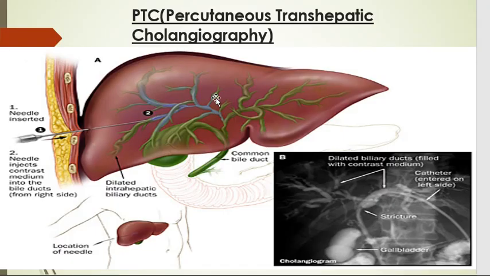And we will also do what? Percutaneous transhepatic cholangiography. Cholangiography is related to the biliary system, in which we visualize the biliary system, whether there is obstruction or not. See, there is some stricture, so PTC gives us an idea about whether there is any abnormality in the biliary channels or not.